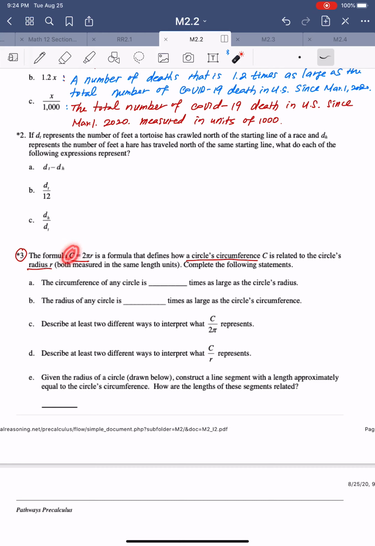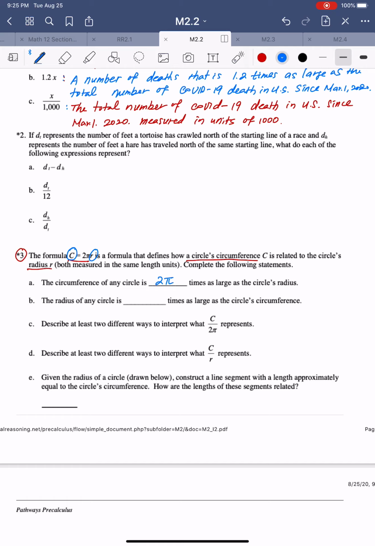Let me use blue. So the circumference is always equal to 2 pi r. When you multiply 2 pi by r, you always get C, right? That means the circumference is always a bigger number than the radius, because you need to multiply r by 2 pi. So A means the circumference of any circle is 2 pi times as large as the circle's radius.